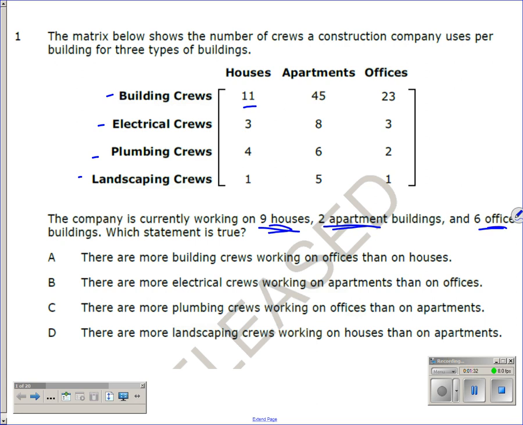These numbers given. Multiply, right? And you don't have to set up another matrix multiplication if you don't want to. Just think about what to multiply. If I say 9 houses, well here's my houses column, and these are for just a single house. Well, you just multiply all that by 9, 9, 9, 9, 9, and that'll tell me how many crews I need for each one. Same thing for apartments. I'm working on 2, so 2, 2, 2, 2. And same thing for offices. I'm doing 6 offices, so I need 6 for each.